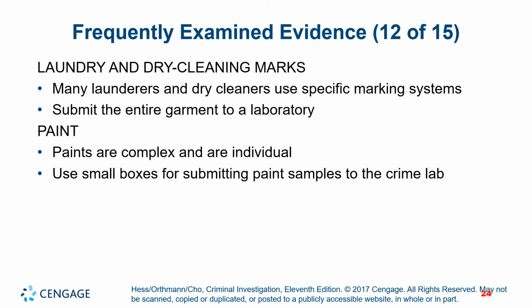Paint obviously is tested quite a bit, and paint colors and samples can lead to the identification of an automobile and offer many leads. Paints are complex and individual, and sometimes those samples found at a crime scene, or if a vehicle has struck a painted surface, the paint samples are very tiny sometimes. So you want to make sure that you use small boxes for submitting paint samples to the crime lab.